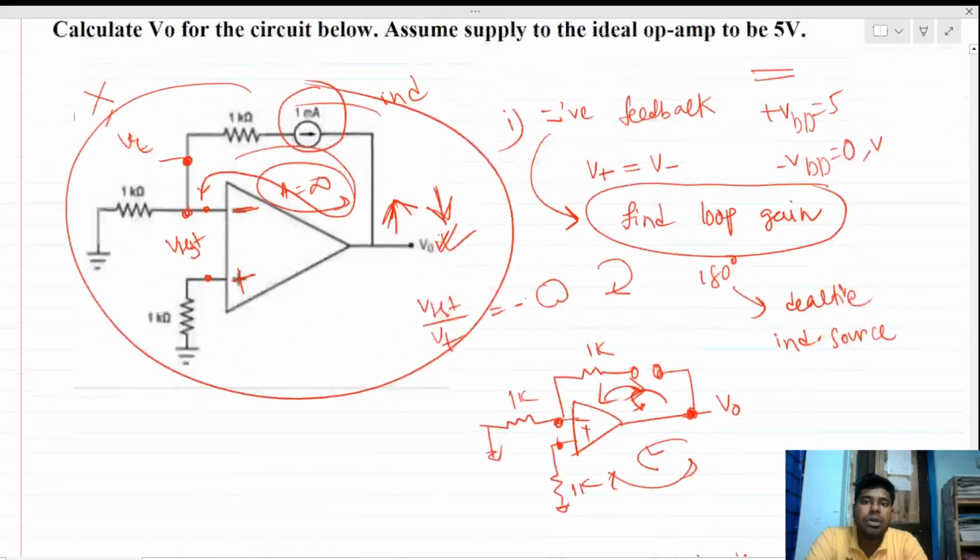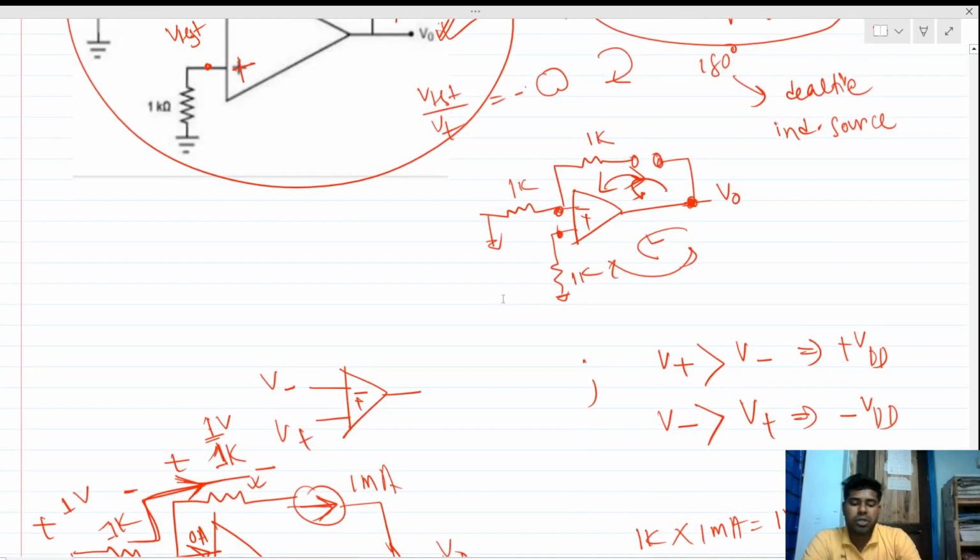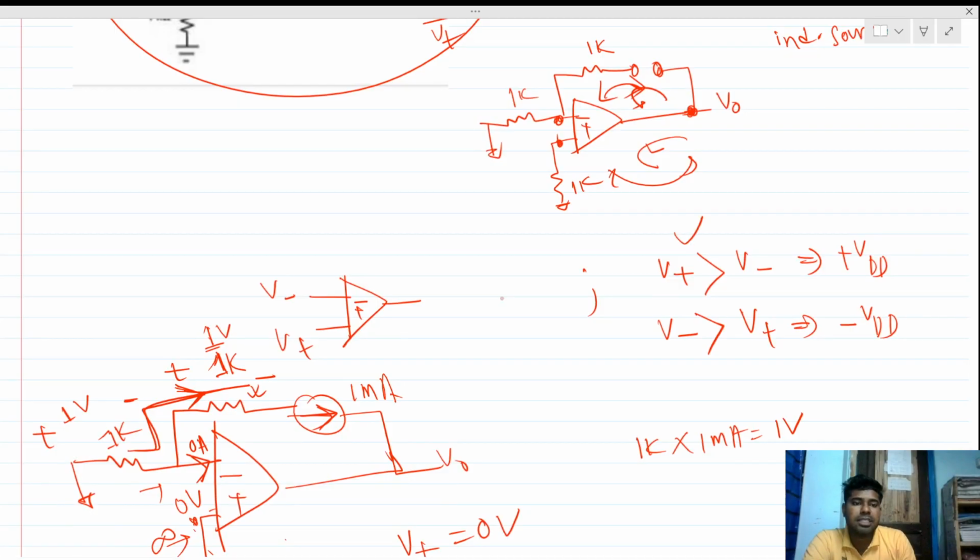Okay, basically we have to find out whether there is positive feedback or not, and we have to apply the virtual short concept. But here we have seen that there is actually no feedback present. Basically it acts as a comparator. Okay, so now we just need the potentials of V plus and V minus. Then we have to compare them, and accordingly we will get plus VDD or minus VDD.